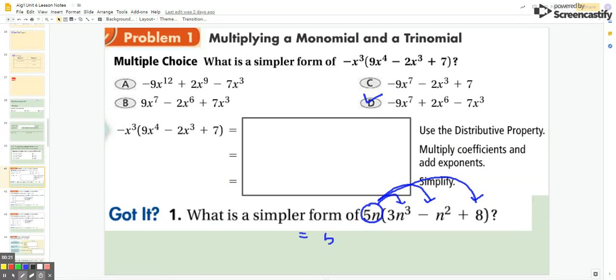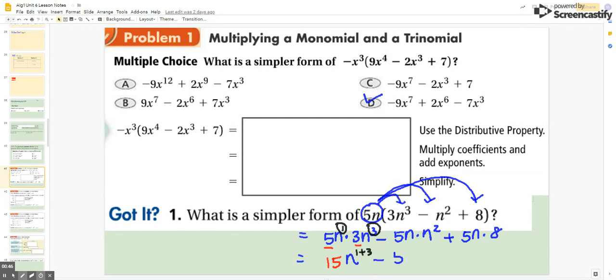It's going to be 5n times 3n cubed, minus 5n times n squared, plus 5n times n. So you multiply the number part first, which is 15, and n to the what power? You multiply n to the first and n to the third, so 1 plus 3. You add these two because you were multiplying. And minus 5n to the what power? To the first and to the second, so 1 plus 2, and plus 40n. So if I rewrite it again, it's going to be 15n to the fourth minus 5n to the third plus 40n.